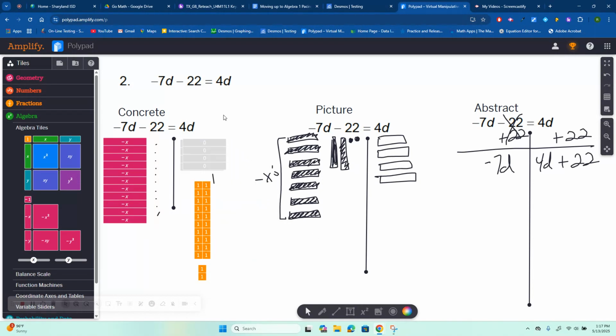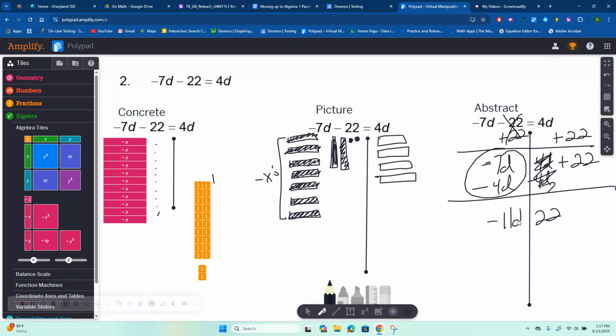Bam. They're gone. -4D, -4D. This is gone. Something equals 22. It's all negative on this side, guys. So -7D minus 4D is -11D. And we'll have this conversation after we do what's over here. So over here it looks like this, right? This is -22. So I put my +22 over here.